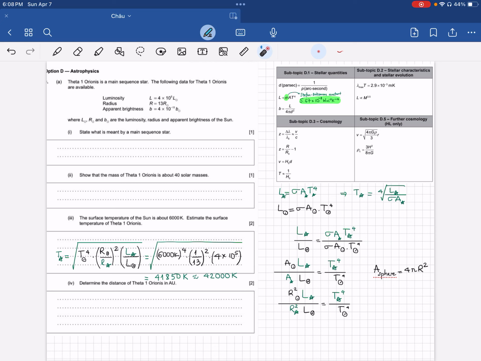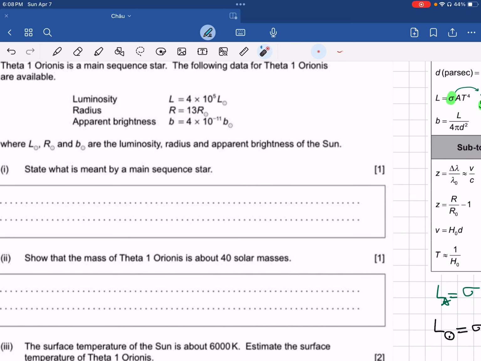Okay, so for this question, they give us information about a star, Theta 1 Orionis, which is a main sequence star. The following data for Theta 1 Orionis are available. They give us the luminosity of the star compared to that of the sun. This is the symbol for the sun, just a circle with a dot inside.